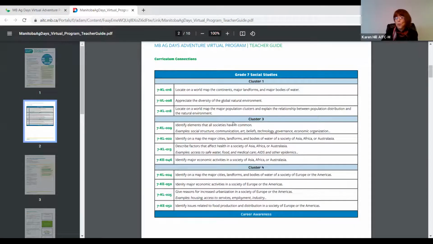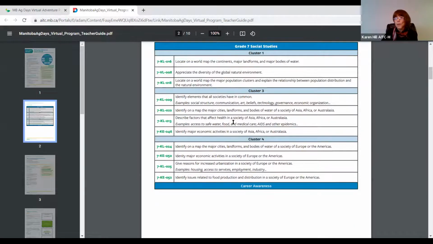On the second page, we have identified all of the curriculum connections in grade 7 social studies that relate to the resources that are part of this virtual Ag Days program. We also touch on career awareness, which I know is more of a global theme throughout all of the subjects at this level.